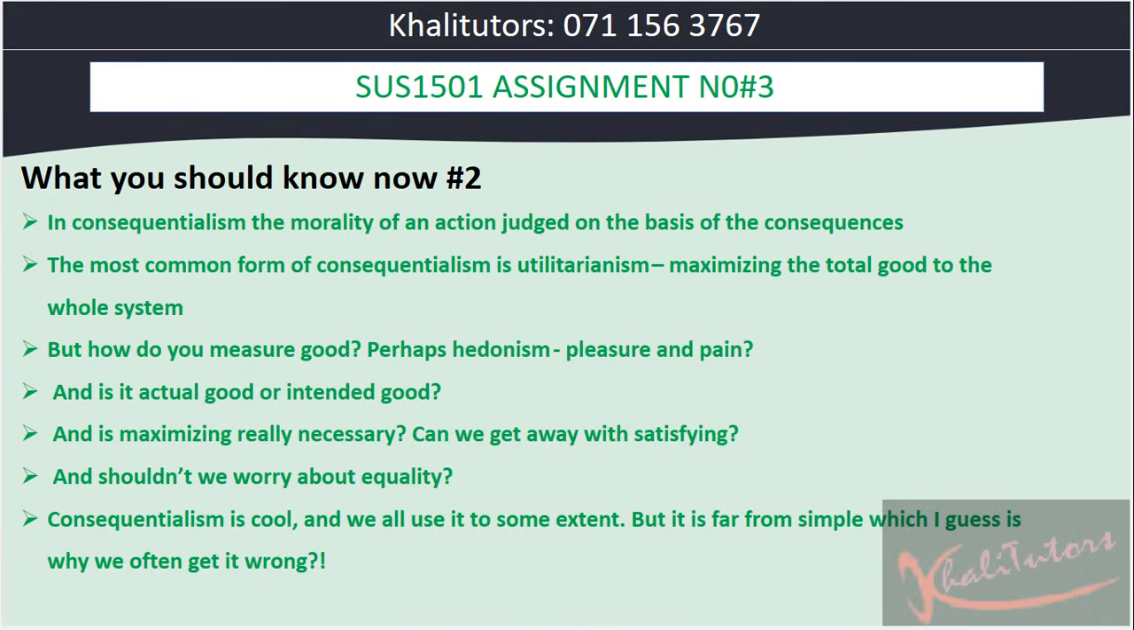After you've completed your assignment, it should be completely clear to the lecturer that you understand what is meant by consequentialism, you understand what is meant by utilitarianism, and he or she should be able to get it from your responses. Okay, and I think that is about it.